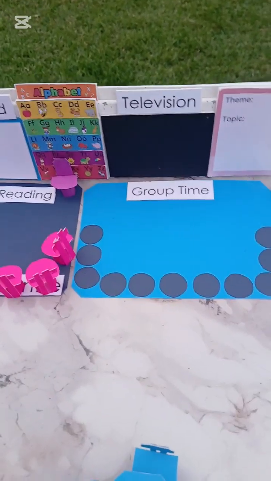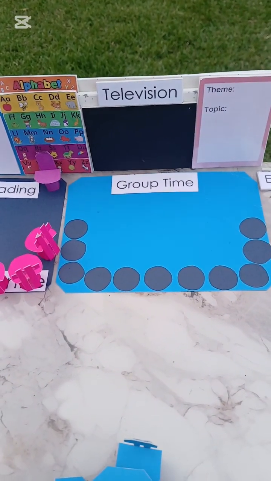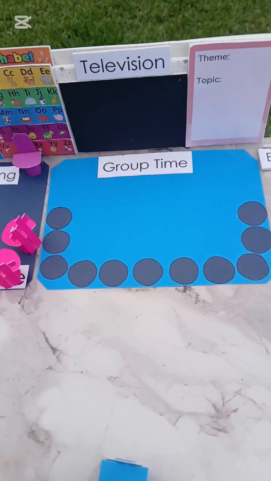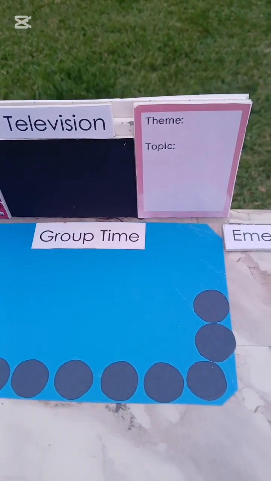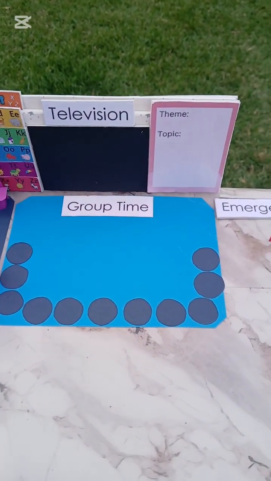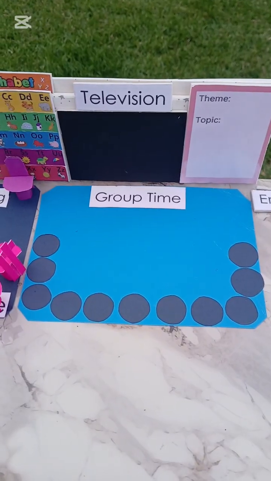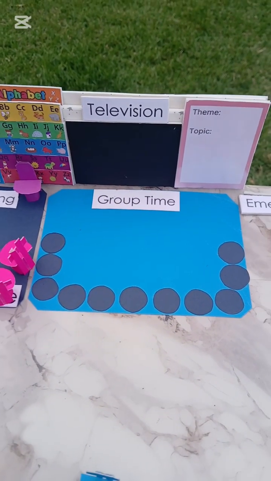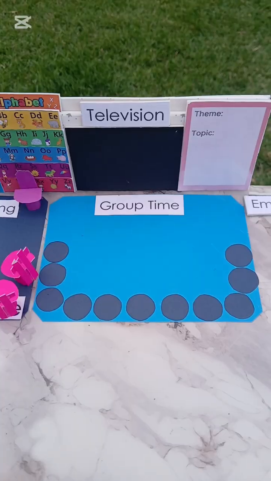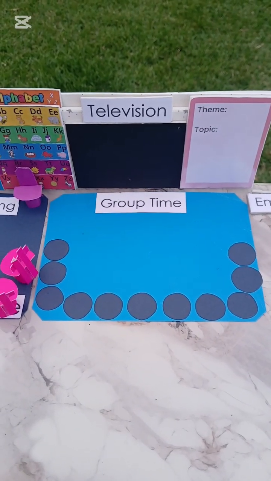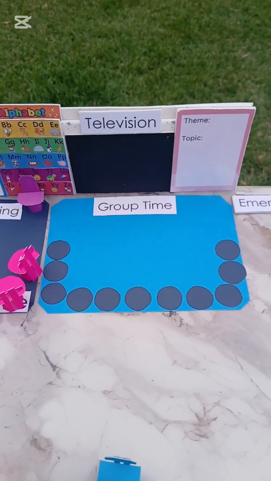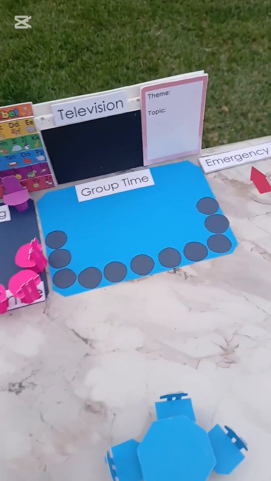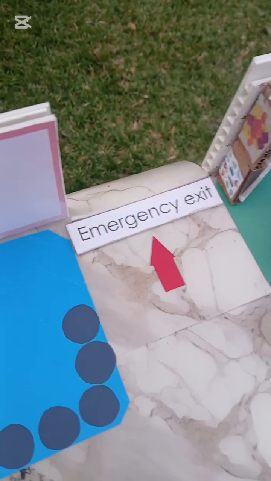Over here we have group time. The children would have discussion, large group discussion. And we have mats there again for each child to sit on. And there we have the theme and the topic. Every week the topic would change, but the theme changes every other month. And the television is there for the children to use whenever there is storytelling or sometimes for thematic videos.